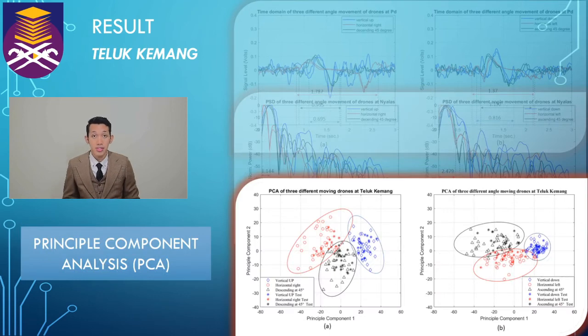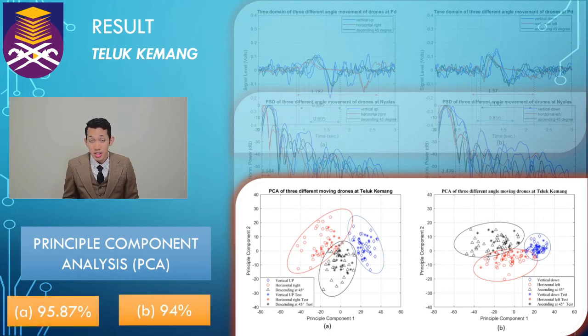Based on the PCA result, the red cluster and the black cluster overlap in figure A. Meanwhile, in figure B, the red cluster overlaps with the black cluster, and the red cluster overlaps with the blue cluster. This is because the distance between the transmitter and the receiver is further compared to MIPS. Thus, the percentage of this classification is 95.87% and 94% for figure A and figure B respectively.